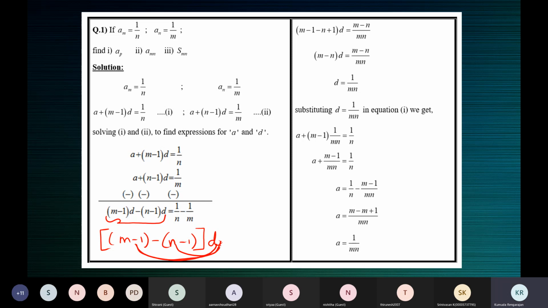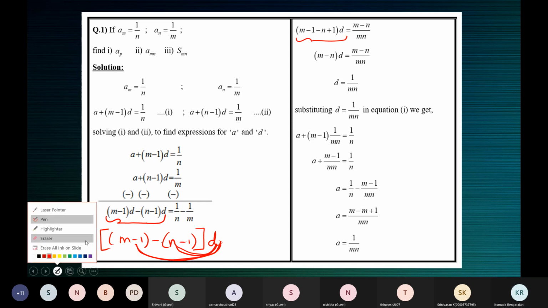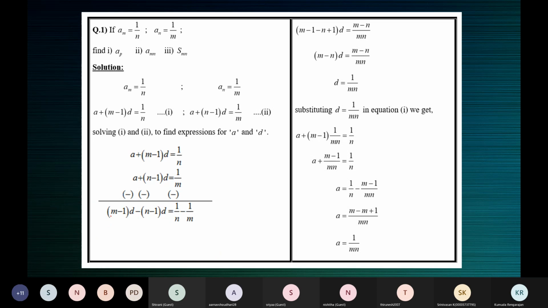m minus 1 into d minus n minus 1 into d. So then the next step will be m minus 1 minus n plus 1. That's how we get plus 1 here. I'll show you again, children. We have eliminated a, so we are trying to find the value of d. That's the first thing. d is in two places. We need it in only one place. Only then you can find the value of d.